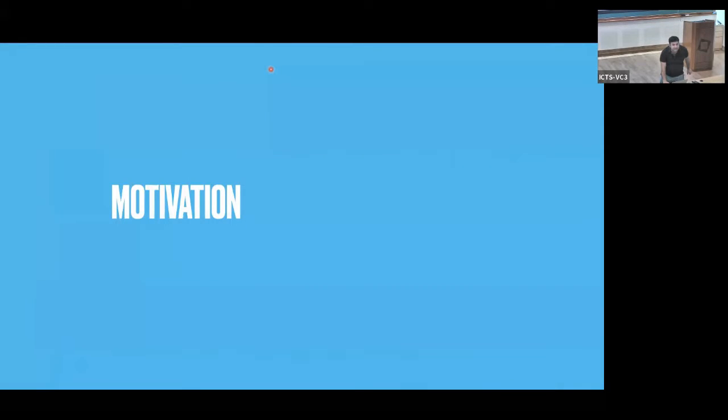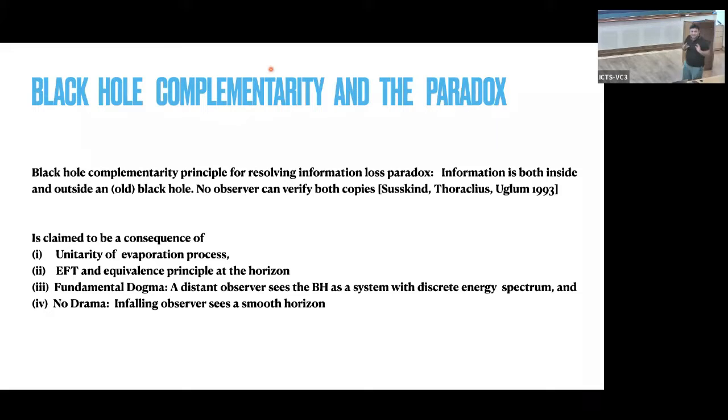So I'll start with the motivation, which I admit is very superficial, so this should be quite standard, but I just go through it for the sake of completeness. The black hole complementarity principle is an old idea given by Susskind, Thorlacius, and Uglum in 1993, and it was basically motivated by some earlier work by 't Hooft using the brick wall model. They came up with this idea that to resolve the black hole information paradox, you need a double copy of information.